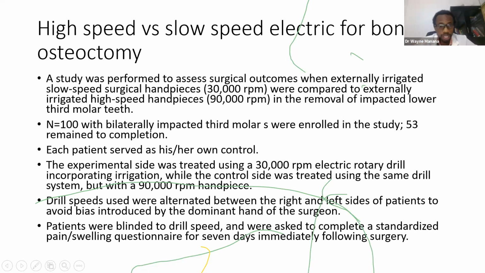The experimental side was treated using 30,000 revolutions per minute, while the control side was treated using 90,000. So it was the same patient, left and right, and the drill speeds were alternated between the right and the left side of the patient to avoid bias introduced by the dominant hand of the dentist. And the patients were blinded to drill speed and were asked to complete a standardized pain and swelling questionnaire for 7 days immediately following the surgery.